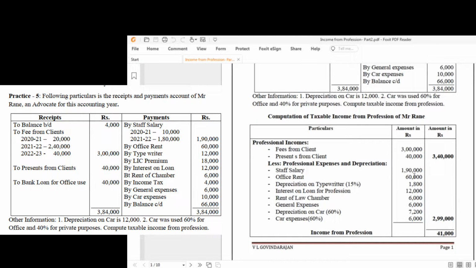If no information about the typewriter depreciation rate is given, we have to automatically calculate and charge it as a professional expenditure. Okay. Next, LIC premium is personal, leave it. Interest on loan 12,000. Next, rent of chamber 6,000. General expenses 6,000. Car expenses only 60% for his professional use. Depreciation on car given in the adjustment, 12,000 into 60%. So total professional income is 3 lakh 40,000, total professional expense and depreciation 2 lakh 99,000. So balance 41,000 was his professional income.